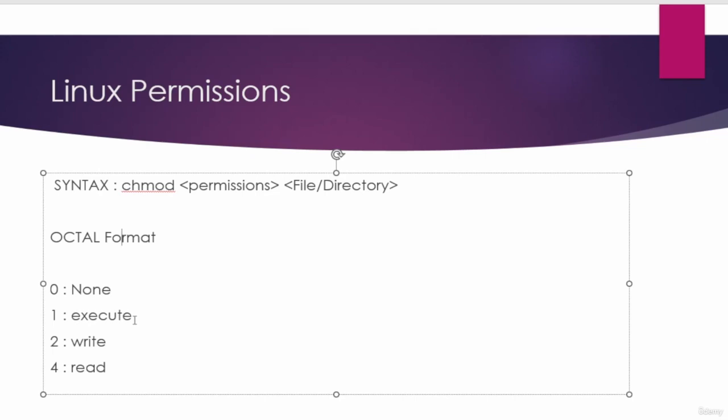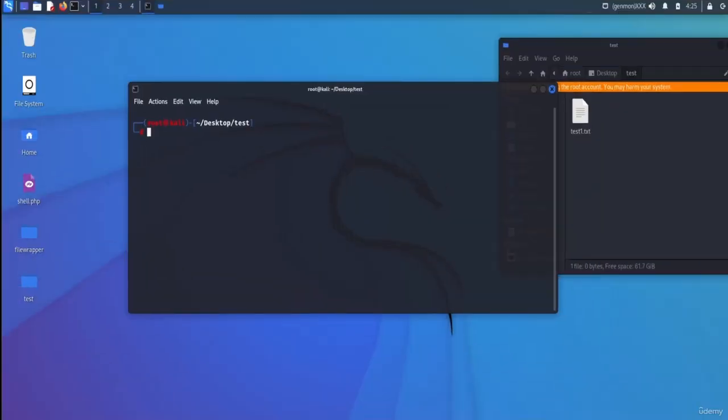Let me give you a sample here. Let's go to our Kali Linux. There it is. I have created a file that we created in the last video, so let me show you its permissions. I have removed all the permissions from it. D is for directory.